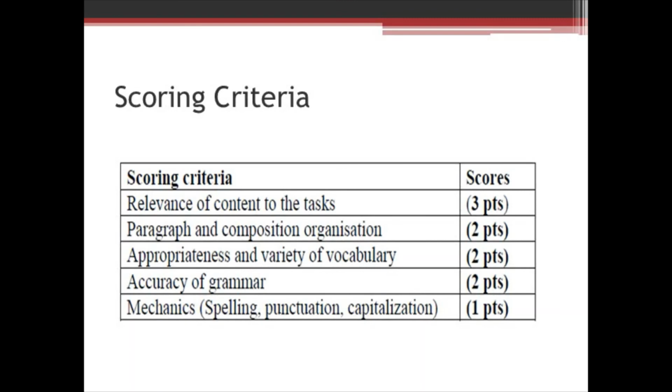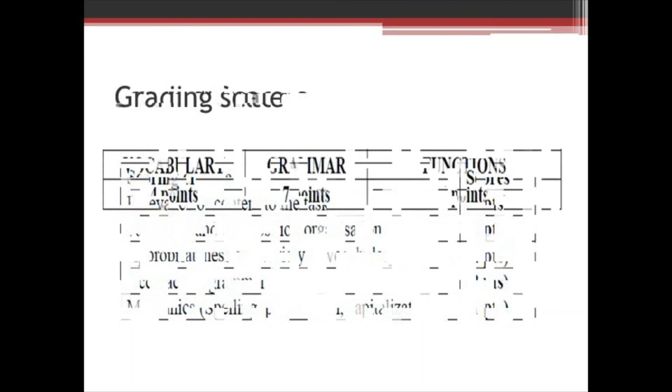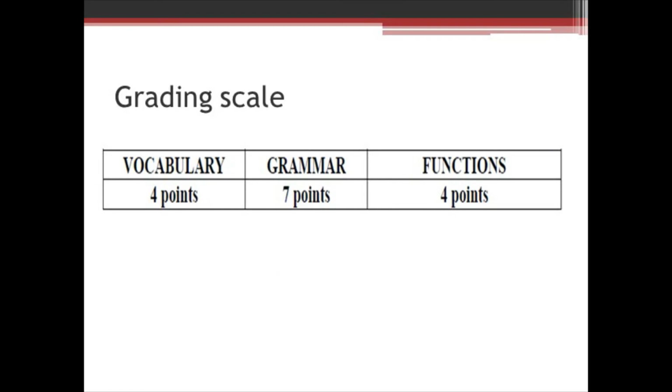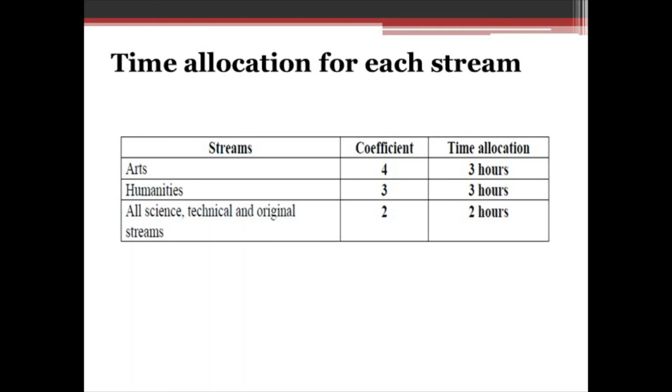Now, let's look at the grading scale. For vocabulary, you have 4 points. Grammar, 7 points. And functions, 4 points. So the total is 15 points. Time allocation for each stream: for art students, you have coefficient 4, time allocation 3 hours. Concerning humanities, coefficient 3, 3 hours. And all science, technical and original streams have coefficient 2 and the time allocation is 2 hours.